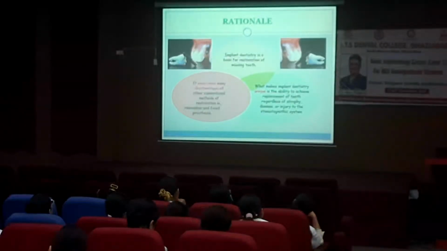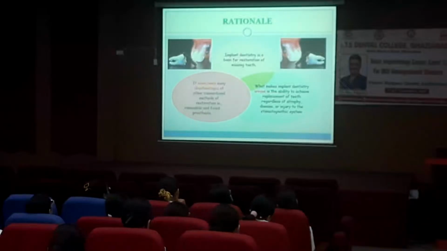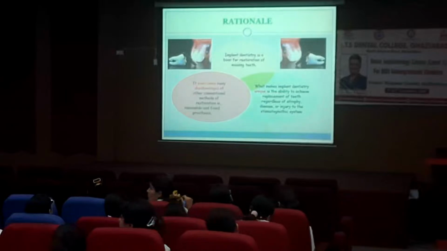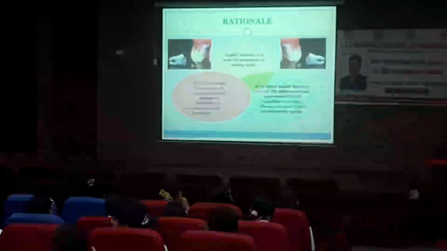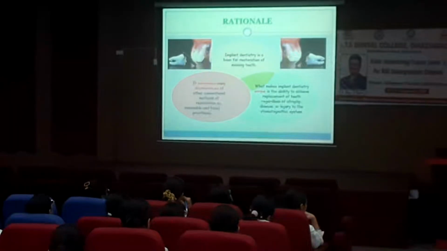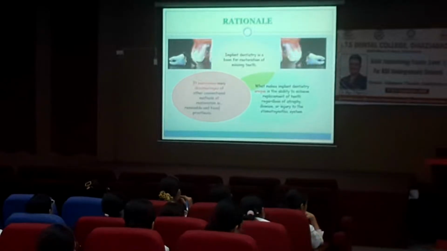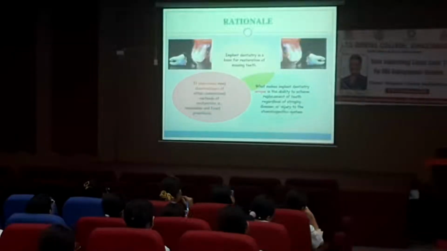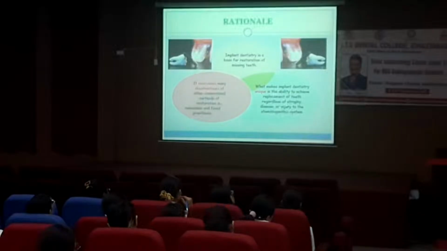The third one is a unique tissue ability to achieve replacement of teeth regardless of atrophic disease. Sometimes we have an atrophic maxilla. Because of the resorption of the bone, I think you have studied resorption in prosthodontics. In the maxilla there is a centripetal resorption. That means the bone is resorbed upward and backward.